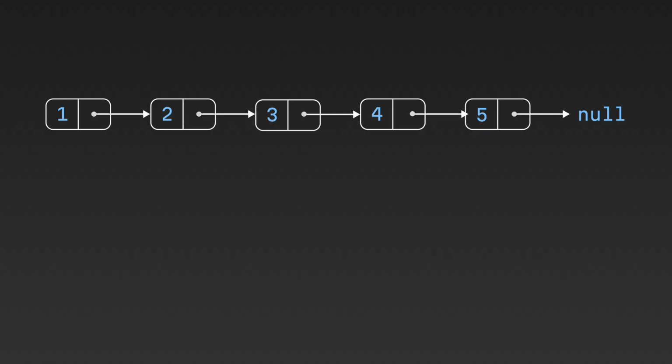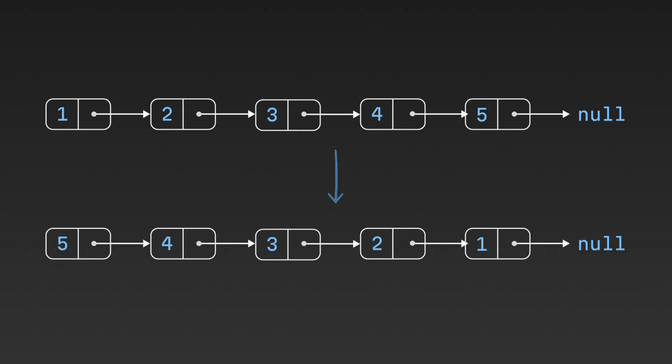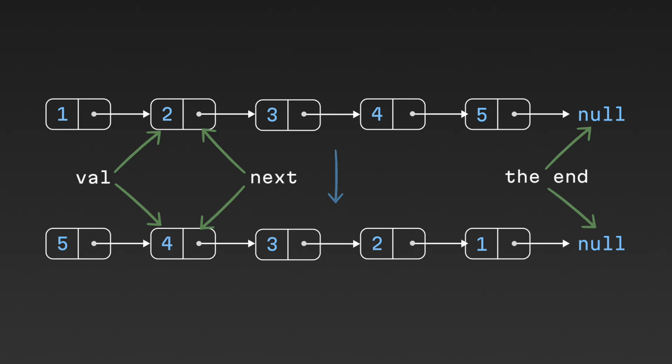We are given a linked list. Our goal is to turn it into that one. Each list node holds a value and the next property, which is super important because it's the actual link to the subsequent node in our list. If next is null, it means we have reached the end of the chain.